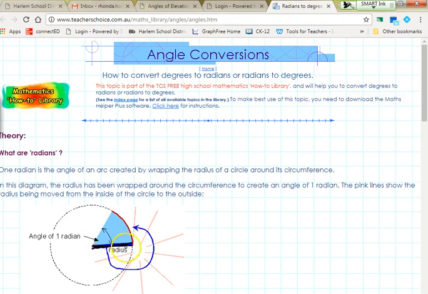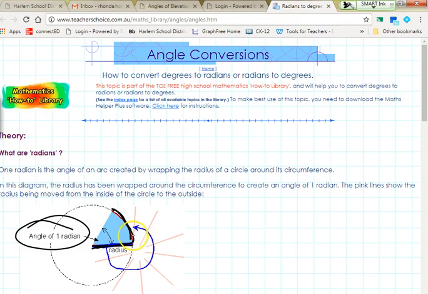The radius. And then I would take that string and I would tape it around the edge of the circle until I got exactly that far. This radius and this distance are the same. Then the angle marked off here is called 1 radian. So it's when you go around the outside 1 radius. That's how big a radian is.